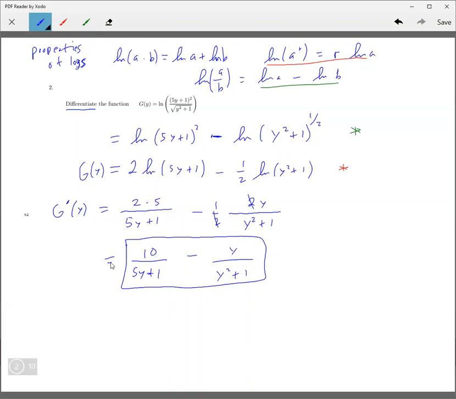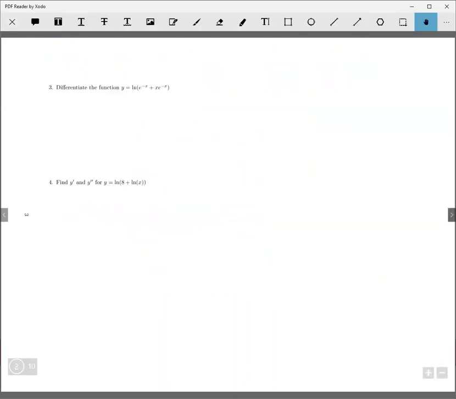Any questions about any of this? Okay, let's move on then to the next exercise, number 3. Differentiating more logarithms.